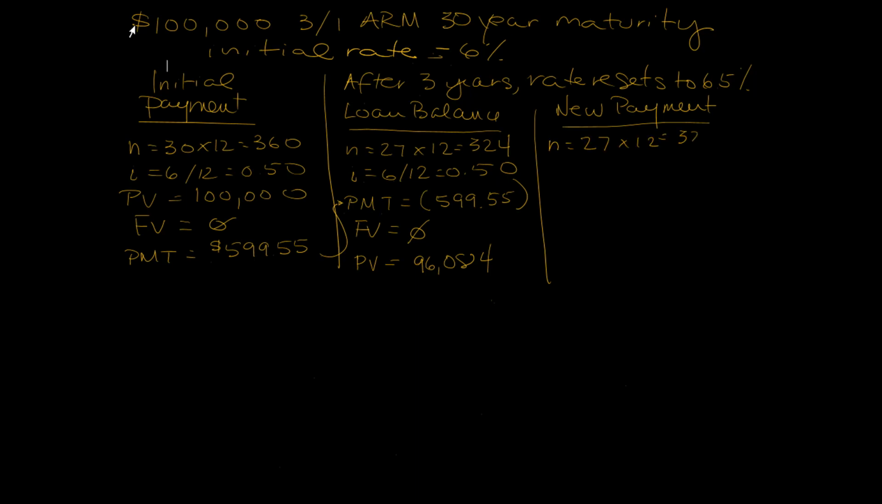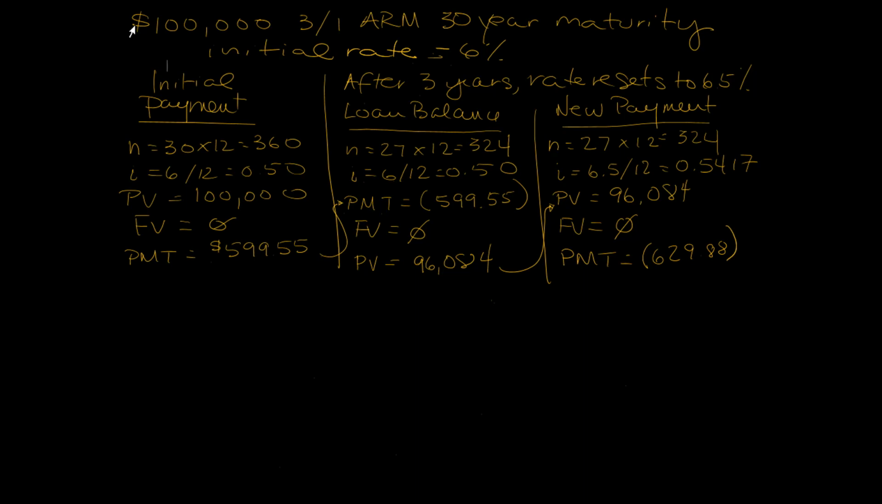Our next step is to find the new payment. So our new payment is going to be for 27 years, so N will be 27 times 12, which is equal to 324. But our interest rate will now be 6.5%. So I is going to be 6.5 divided by 12, which is equal to 0.5417. Our present value is that loan balance after 3 years of $96,084, and our future value is 0. We solve for the payment and we get $629.88.